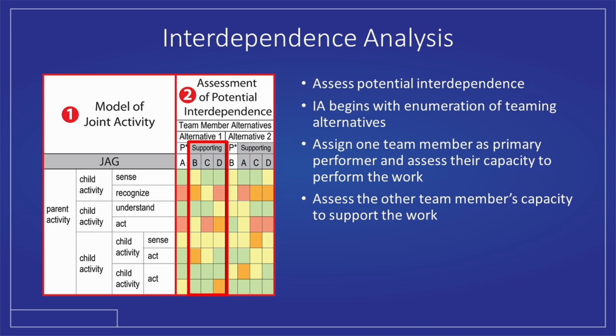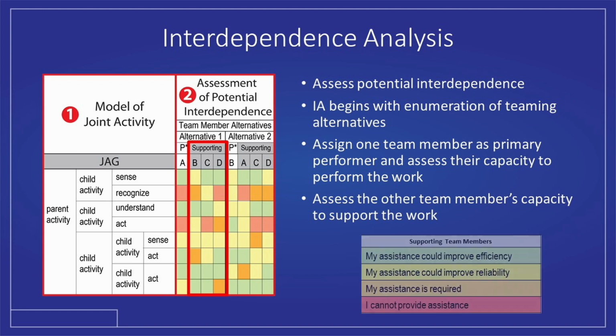After assessing the performer, we then move on to assessing the supporting team members. Here we have 3 teammates, B, C, and D, and they're listed under the supporting header. Similar to the performer assessment, we use a broad categorization captured by a color coding scheme. However, instead of assessing the ability to do the work, we assess the ability to support another doing the work, and this is a little bit different. The color coding scheme now means something slightly different. This changes the meaning of the color coding scheme.